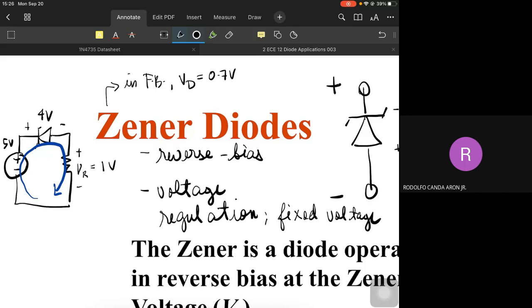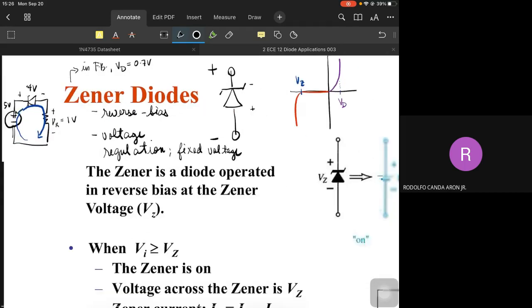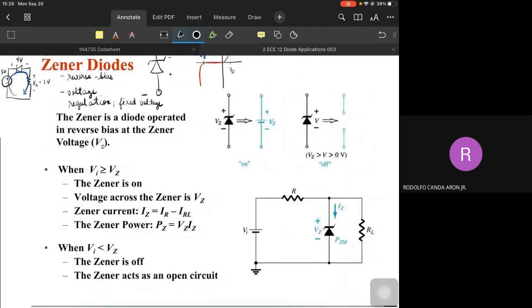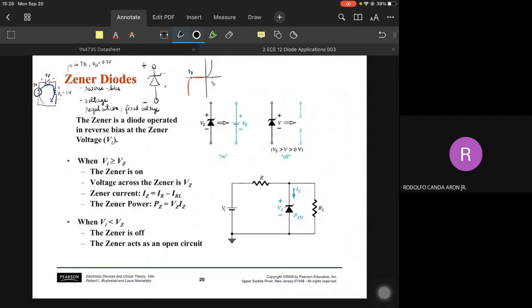Kasi mga range of values sa VZ. Okay? Fixed no na siya. No? It's for each device, it only has one specific VZ, but nagkaya mo klaseng nga Zener diodes. No? I think we'll learn that later. So I hope this slide summarizes what I just said. Zener diode is a diode operated in the reverse bias at the Zener voltage, VZ. When the input voltage is greater than VZ, the Zener is on.